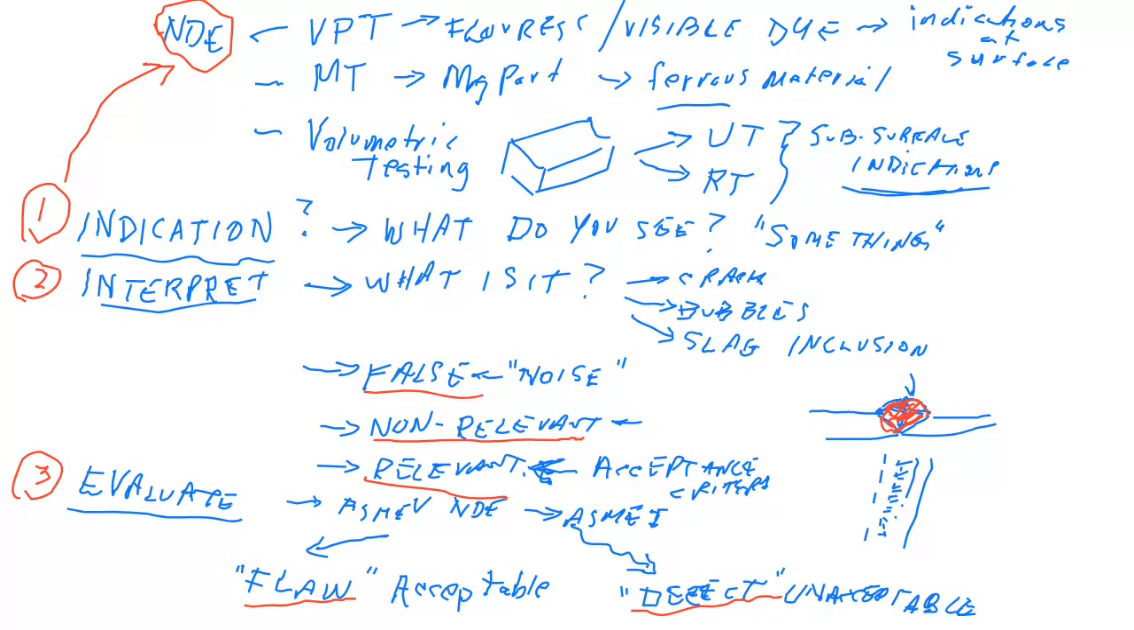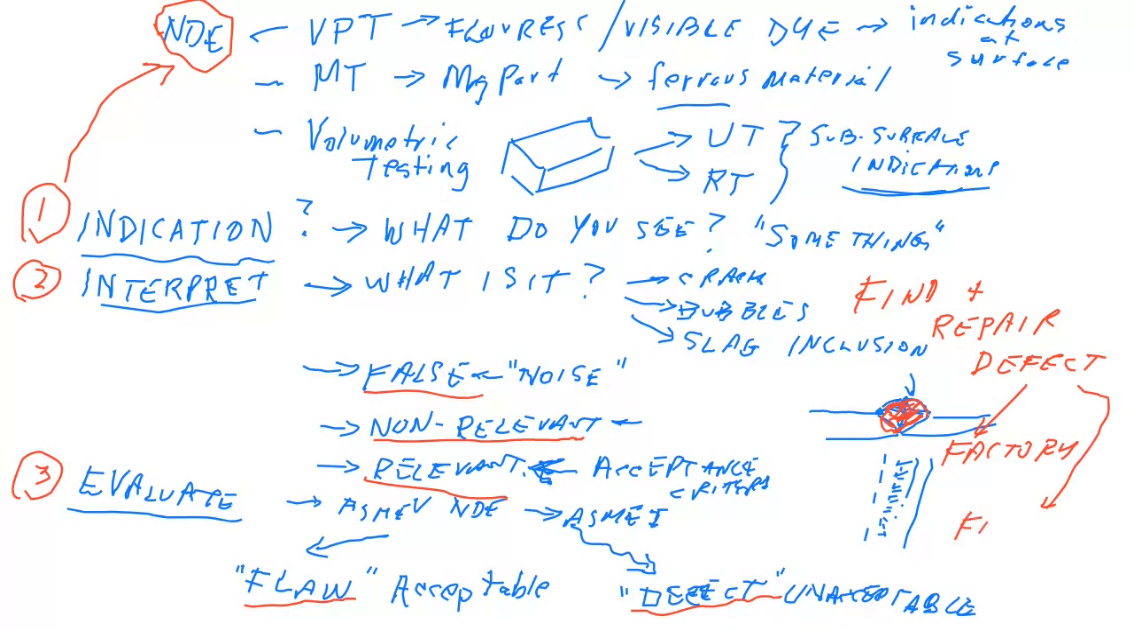Okay, so finding a defect, this is what the process is all about. Find and repair defects before it leaves the factory. And of course, we apply the same stuff to repairs in the field. So factory, during production, we've got non-destructive examination, or field repairs. Again, we want to make sure that the welds are high quality.